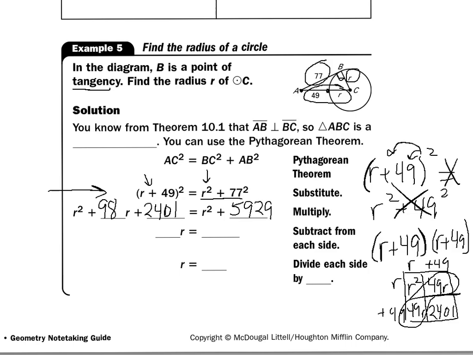Notice that we have an r squared on both sides. So if I subtract r squared from both sides, it just drops out, doesn't it? So now I have 98r. Let's subtract the 2,401 to get me 3528. Then I'm going to divide by 98. And I get r is 36.